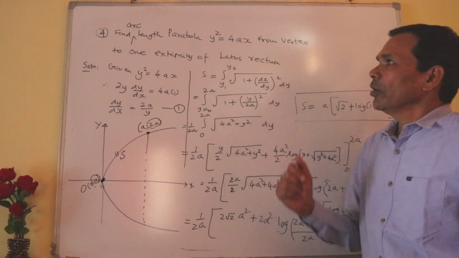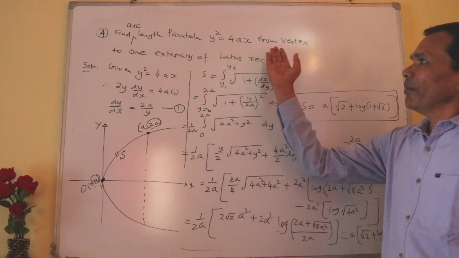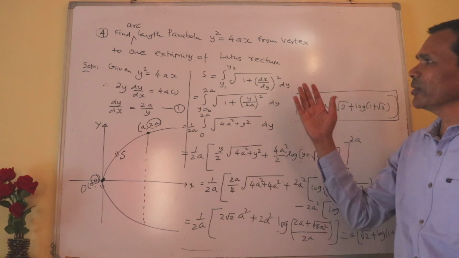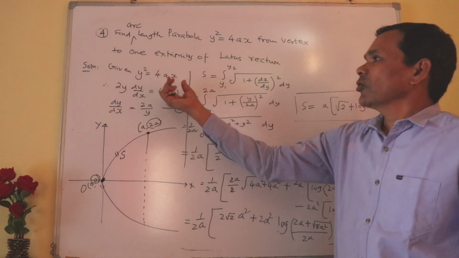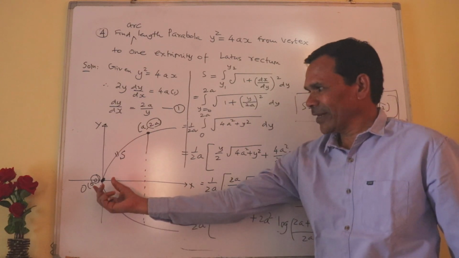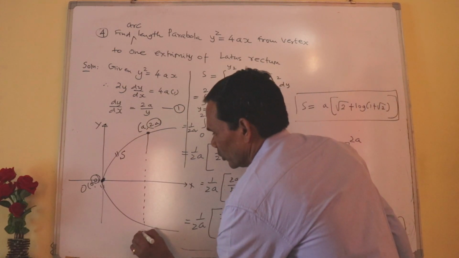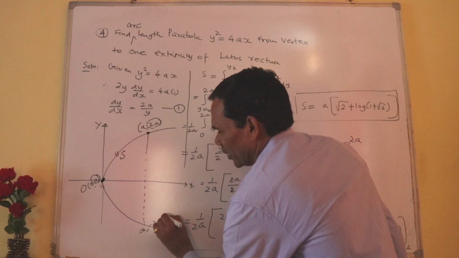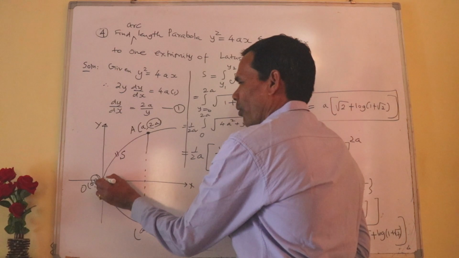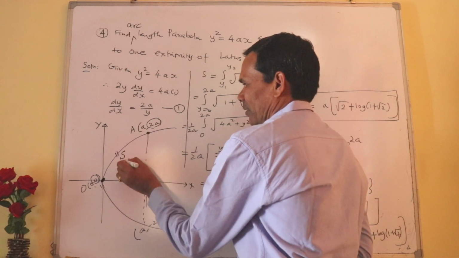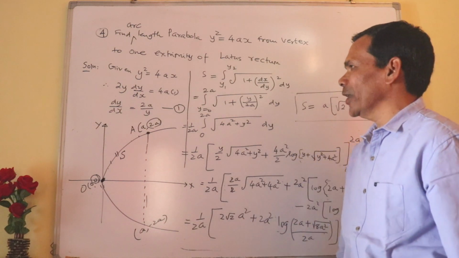So the next example on rectification is to find the arc length of the parabola y square is equal to 4ax from the vertex to one extremity of the latus rectum. This parabola, if you observe here, y square is equal to 4ax, is drawn here with the vertex at the origin, and 4a is the length of the latus rectum. So this point is a comma 2a. We have to find this length from O to point A, from the vertex to one extremity end point of the latus rectum. So x varies from 0 to a, and y varies from 0 to 2a if you take the limits accordingly.